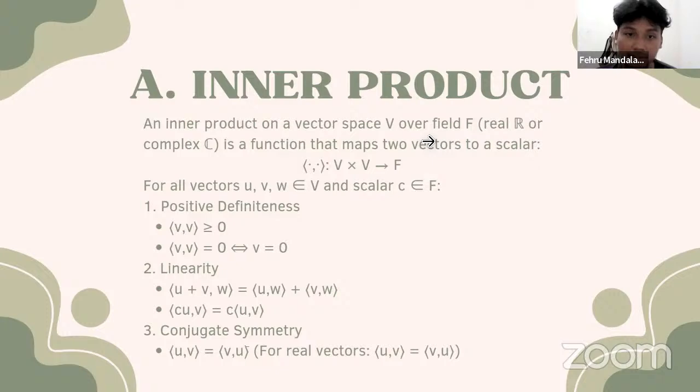Second is the linearity. The inner product of u plus v and w is equal to the inner product of u and w plus the inner product of v and w. And also the inner product of c times u and v is equal to c times the inner product of u and v. And lastly, the conjugate symmetry. The inner product of u and v is equal to the inner product of v and u for real vectors.